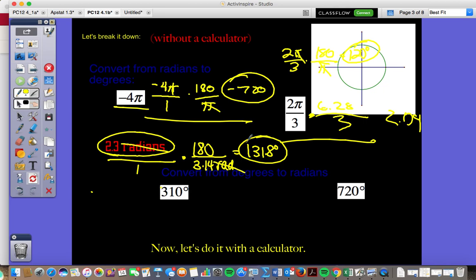Okay, so question, because I'm going to need to go to one more slide. There might be one small thing I'll hit on before we review tomorrow or on Thursday. 310 and 720. Are we good on that? What do we multiply both of those by? Pi over 180, right? Remember, if degrees is on the top, we go to radians. Degrees has to be on the bottom when we convert. Okay? It's got to be opposite.